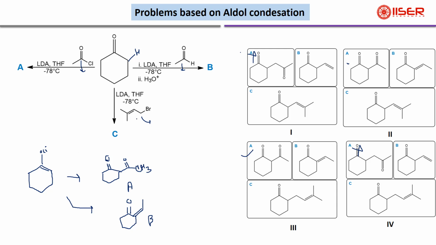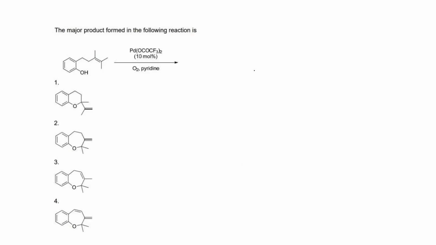So if this attacks this allylic bromide, it will attack this carbon and it will eliminate this bromine from the system, giving this as our product. So the correct option is this one.